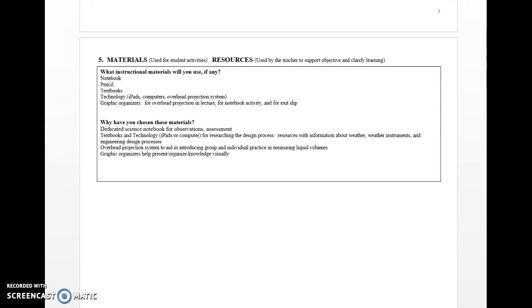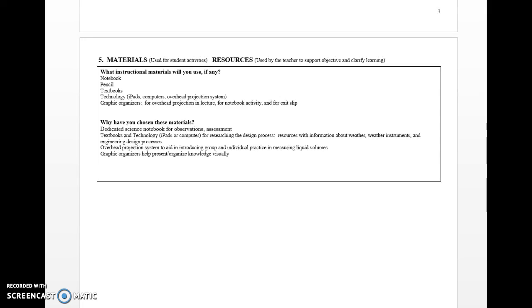Notebook: in my class, they will all have a dedicated notebook for making observations. This would include, in this lesson, their graphic organizers on making and taking measurements. That will ultimately serve as an assessment tool also, particularly for their design projects during the whole course. Those notebooks will be graded for that. Of course, they need a pencil to be able to work for this.